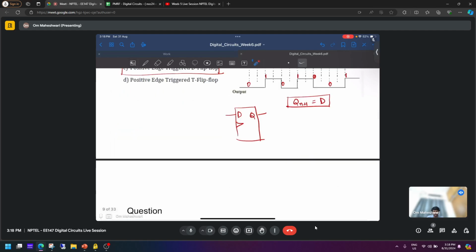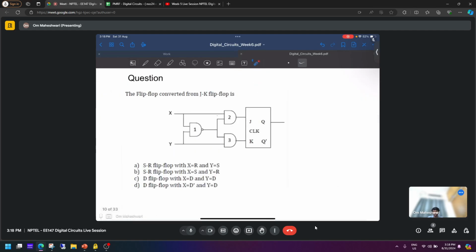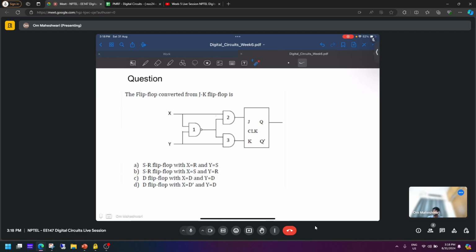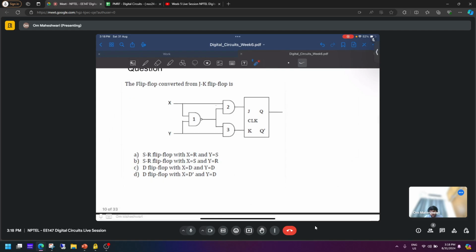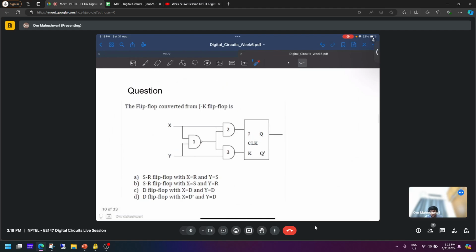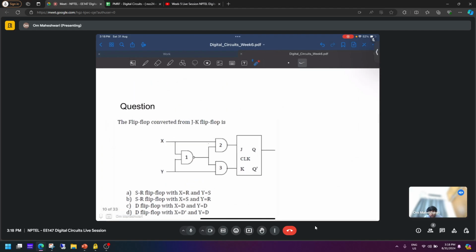Okay, let us go to the next question then. The flip-flop converted from JK flip-flop is. So in front of the JK flip-flop, we have attached some combinational circuitry. Now we have to tell which flip-flop this corresponds to. So I will write the truth table of JK flip-flop just to help solve this question.